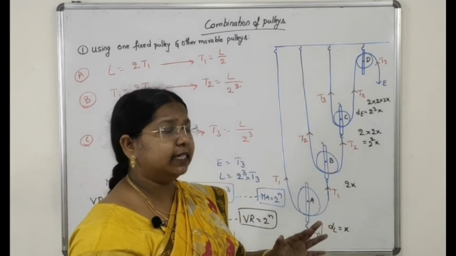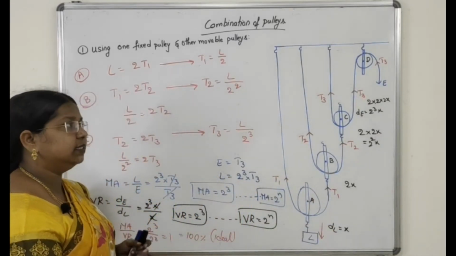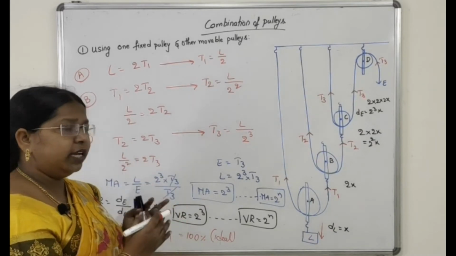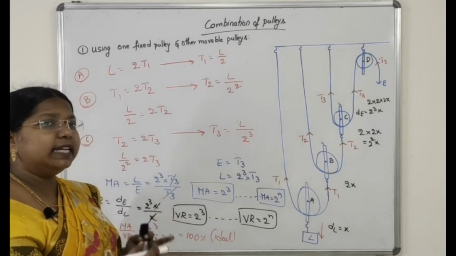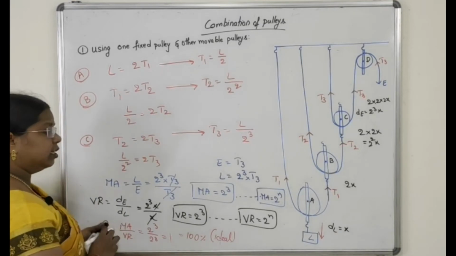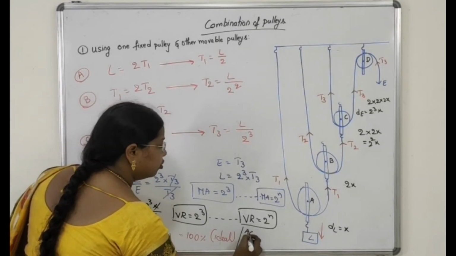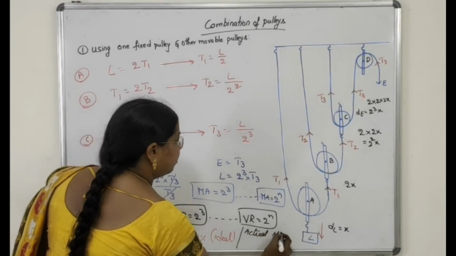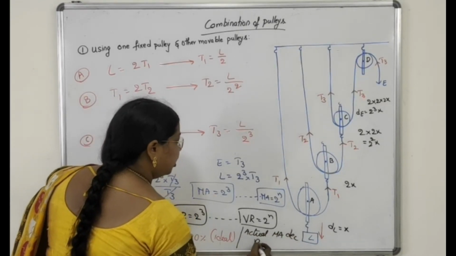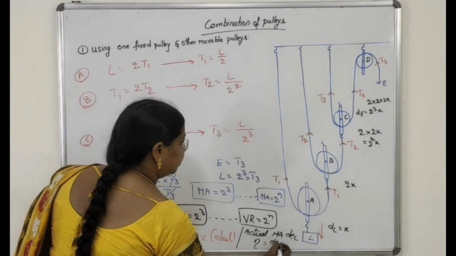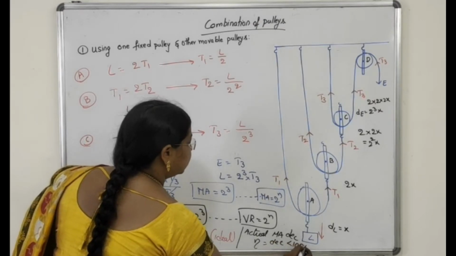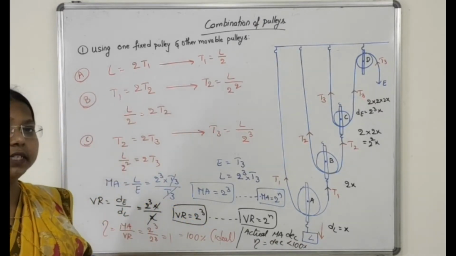But in actual practice, friction, weights of the strings and pulleys will decrease the mechanical advantage. In actual practice, MA will decrease. So your efficiency will be decreasing. So less than 100%.